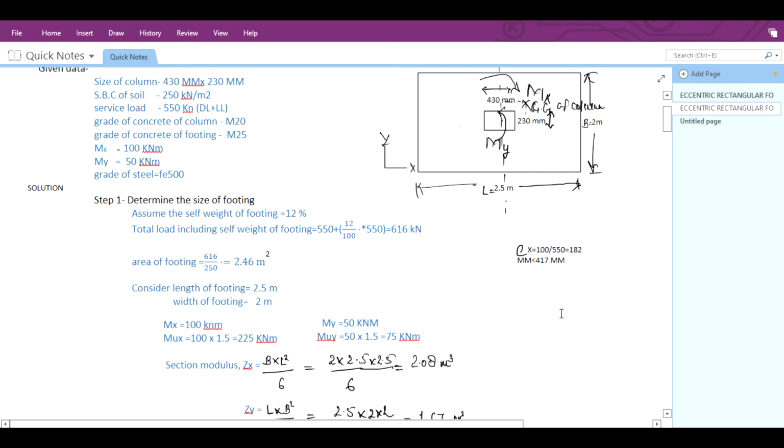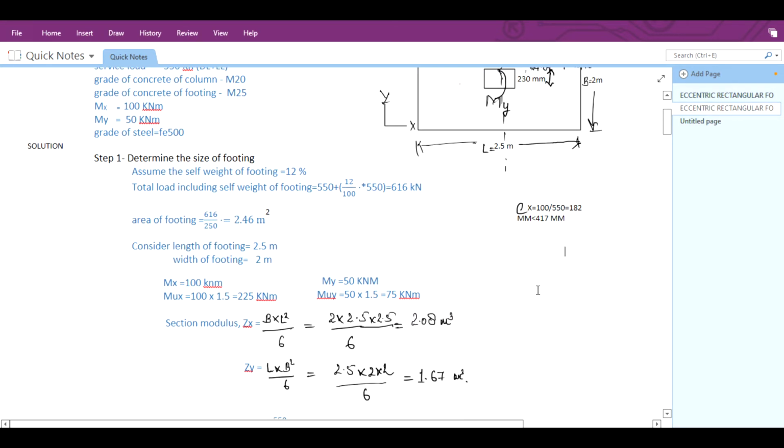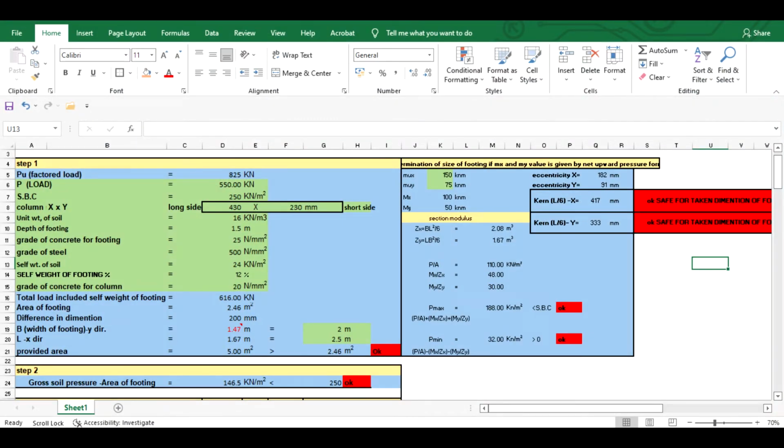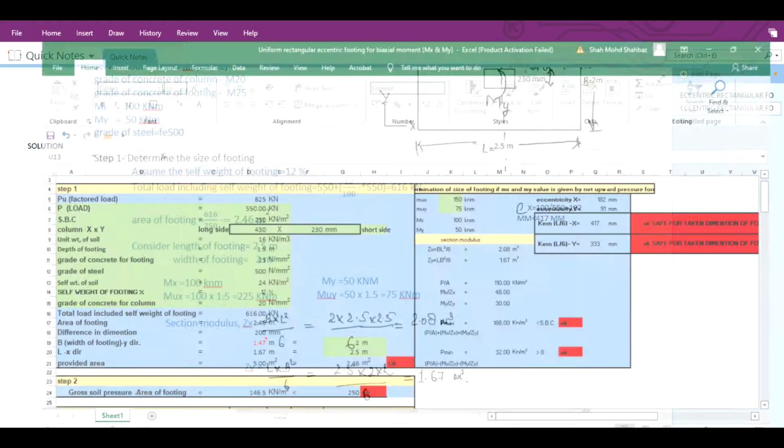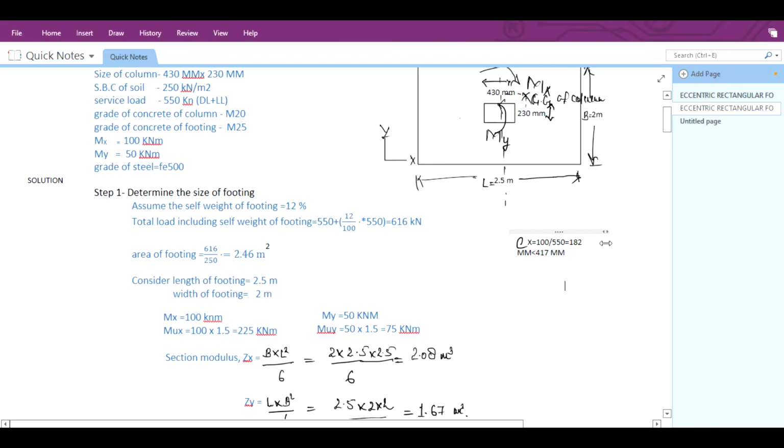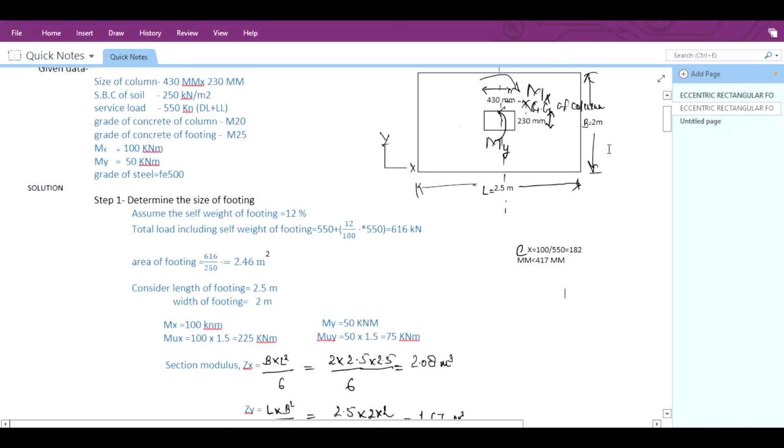Similarly, you can calculate the eccentricity for y direction. It should always be less than our L by 6. For y direction, you have to calculate with the same formula. All you need to do is change the moment only, that is 50 in place of 100, divided by 550, so it will come as 91 mm, which should be less than L by 6 for y direction, which is coming as 333 mm.